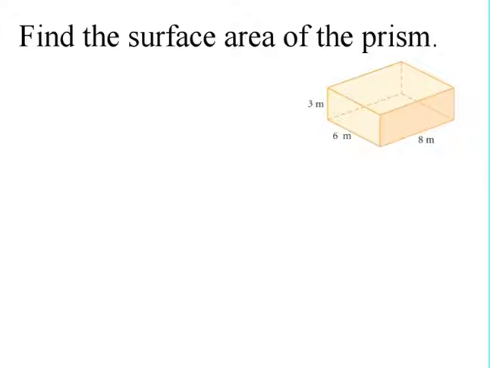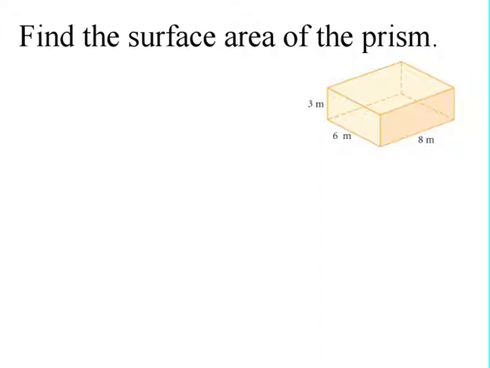Notice here it says find the surface area of the prism, and when I think about a prism, it's just a box, a shape. That's all a prism is. Fancy name for that. So how many faces does this prism have? 6. It has a front and a back, a left and a right, and a top and a bottom.